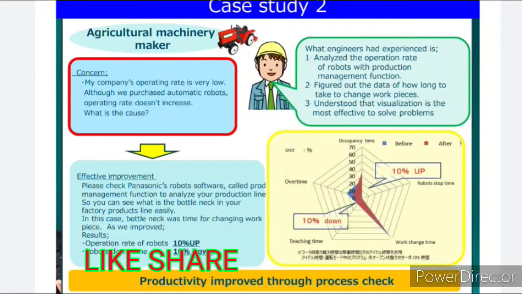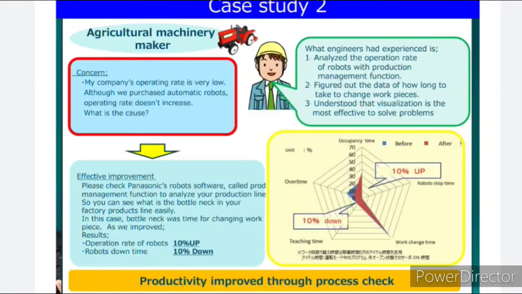For the effective improvements, please check the Panasonic robot software called production management functions to analyze your production lines, so you can easily see what the bottleneck in your factory's production line is. In this case, the bottleneck was the time to change workpiece. As we improved, the operation rate of the robot went 10% up, and robot downtime went 10% down.